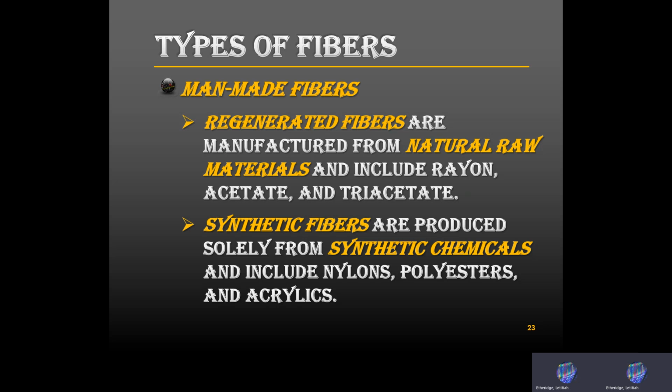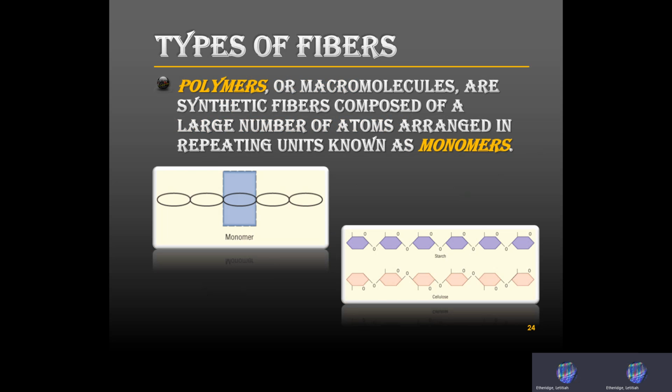Now we're going to get into a little bit of the chemistry behind fibers, not very much, but you need to understand how they're created. When we talk about polymers, a fiber is a polymer. A polymer, or as you can also call it a macromolecule, is composed of a number of atoms arranged in repeating units, usually the same repeating unit, and we call those repeating units monomers.